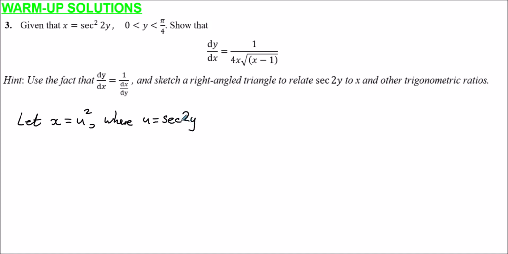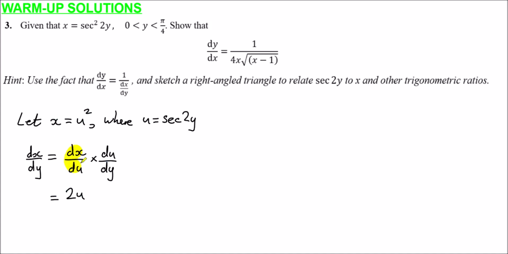So if we make that our starting point, then what we can do now is to find dx by dy. So we're not finding dy by dx, but simply dx by dy. And so that's going to be differentiating x with respect to u, and then finding what du is differentiated with respect to y. So we can do this now, because if x is u squared, then if I differentiate this with respect to u, that'll just be 2u.